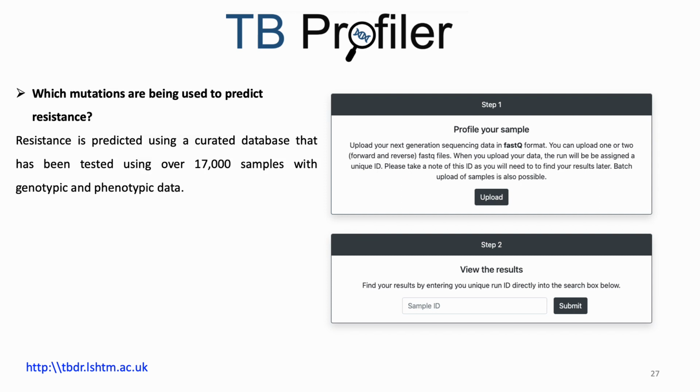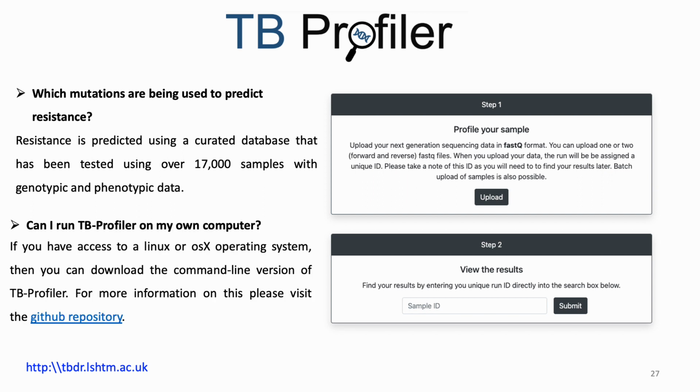So, a question is which mutations are being used to predict the resistance by TB Profiler? The resistance is predicted using a curated database that has been tested using over 17,000 samples with genotypic and phenotypic data. The next question is, can I run TB Profiler on my own computer instead of using it as a web tool?